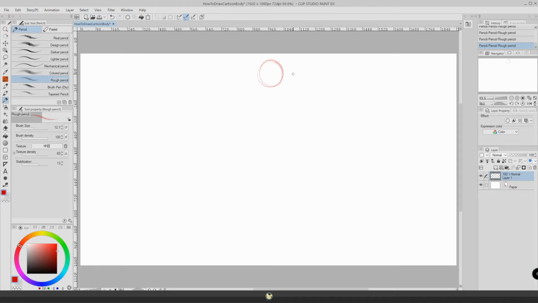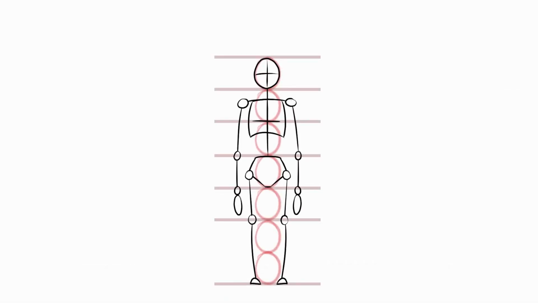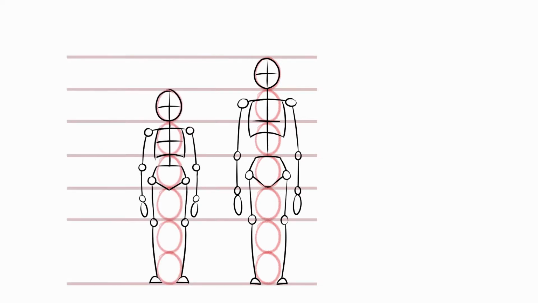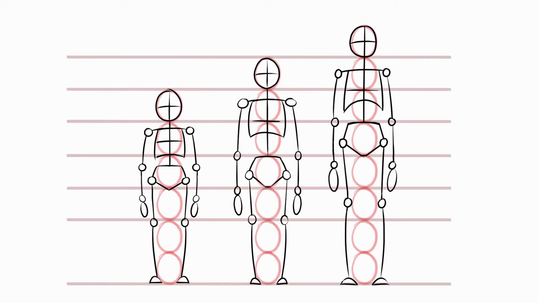Usually the human body takes up to 8 heads. Of course, this depends on how high you want your character to be. If they are smaller, then you want to use fewer heads. If they're bigger, you want to use more. But we're going to go with 8 for now.